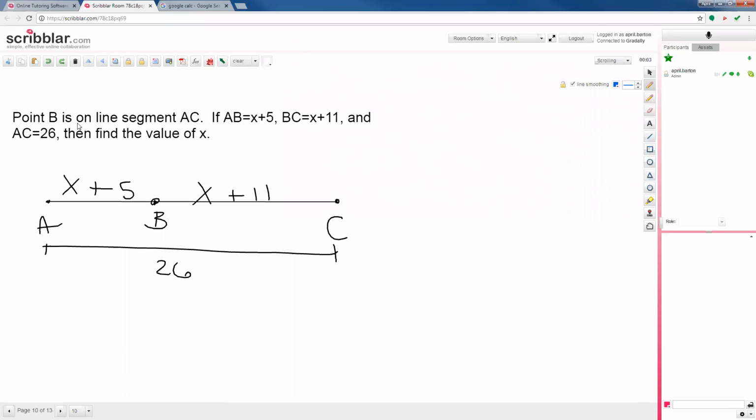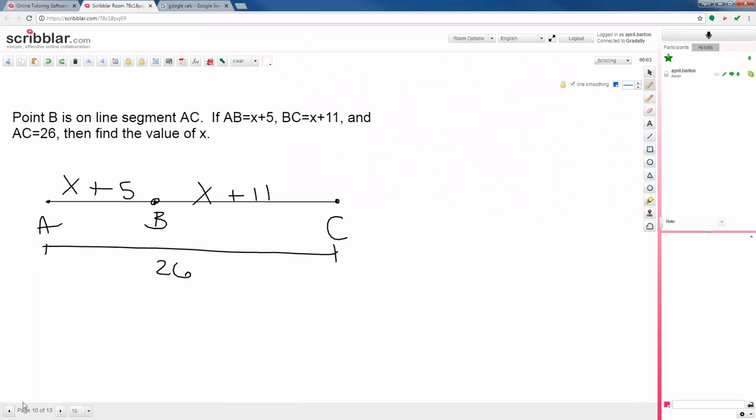Point B is on line segment AC. They're just saying there's a point here. If AB is x plus 5, which is already labeled, and BC is x plus 11, also already labeled, and A to C is 26, then find the value of x.